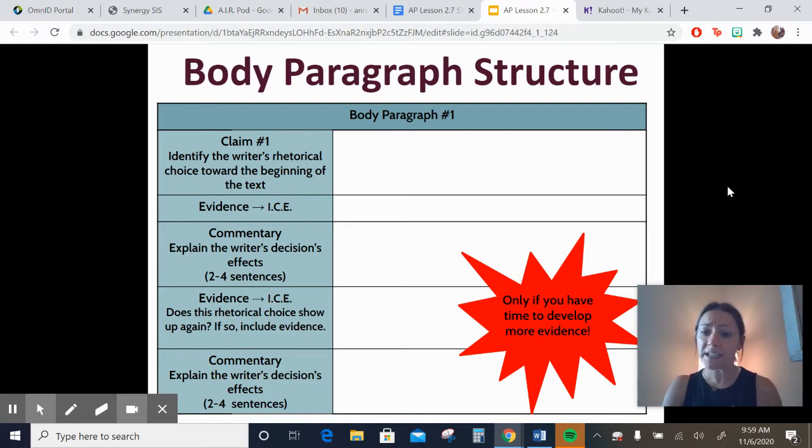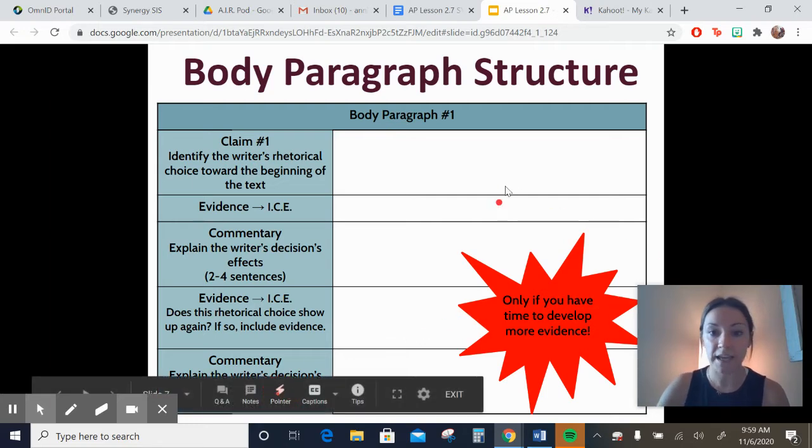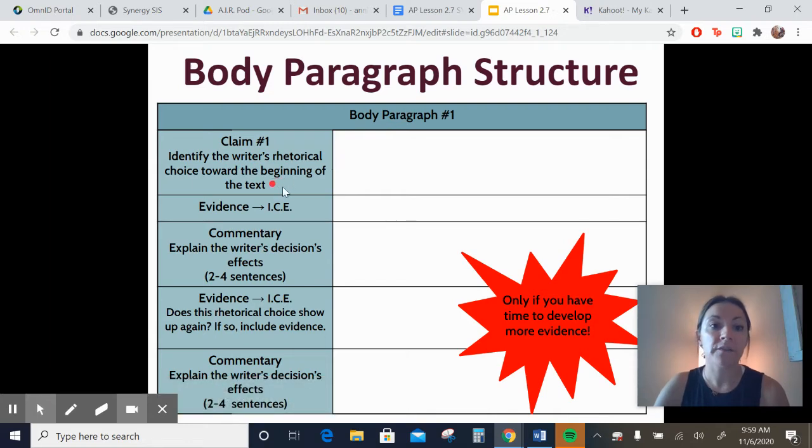So this is our body paragraph structure that you are going to be practicing with today. So notice a few things. First, always you start with your claim. You identify the writer's rhetorical choice towards the beginning of the text. So in your introduction, you wrote a rhetorical précis. You identified 3 rhetorical choices that you are now going to talk about in your body paragraphs. This is where you introduce that rhetorical choice.